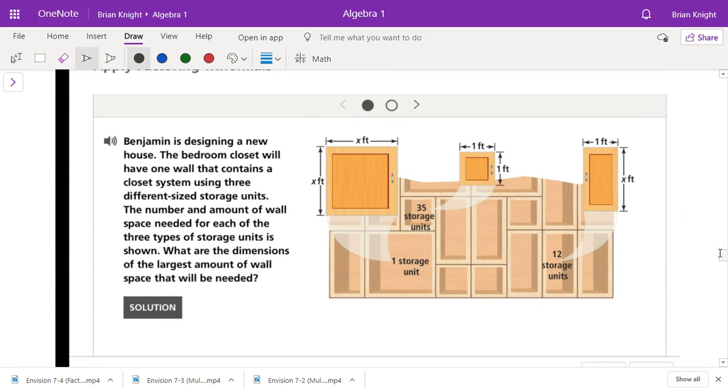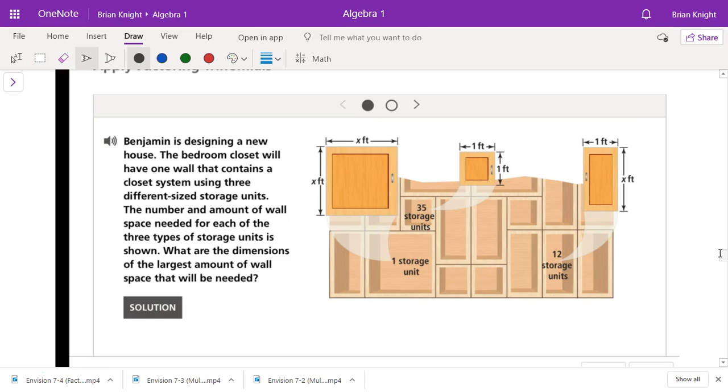All right. That looks like a toughie right there. It's not. We're not skipping it. All right. Benjamin is designing a new house. The bedroom closet will have one wall that contains a closet system using 3 different size storage units. The number and amount of wall space needed for each of the 3 types of storage units is shown. What are the dimensions of the largest amount of wall space that will be needed? So basically, we're just finding the what of this. Don't make it hard. Area. Just find the area. Okay?